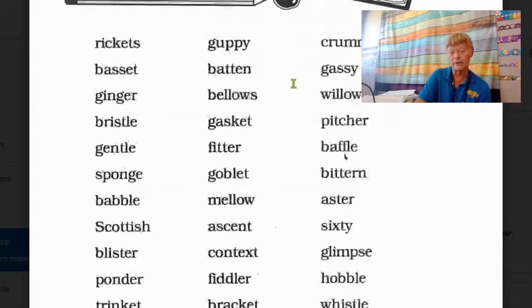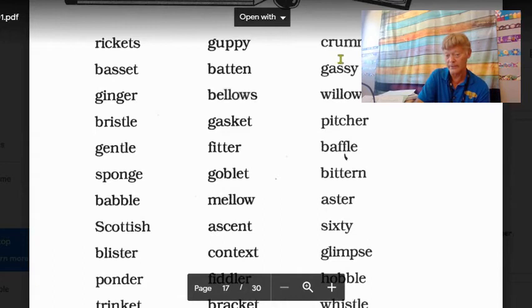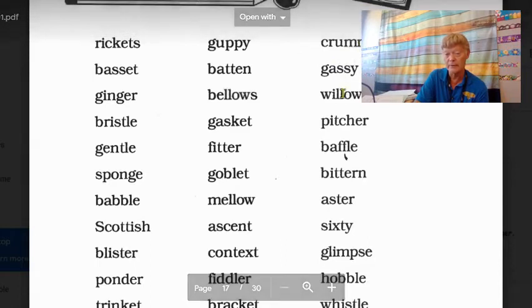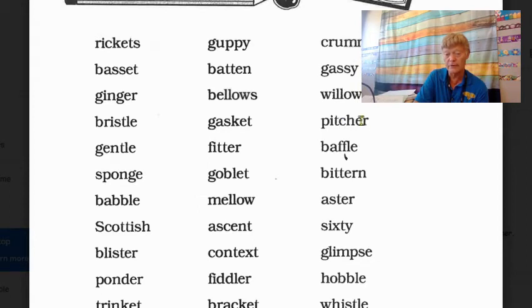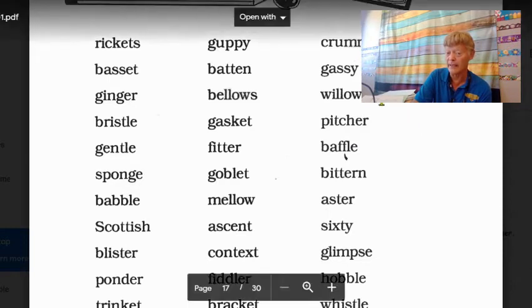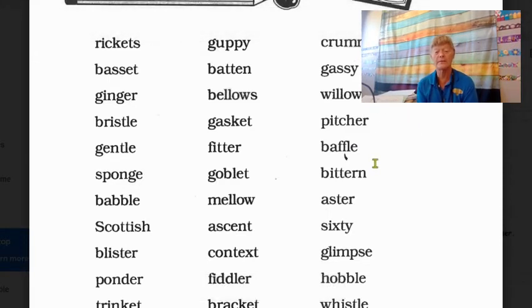And so if we look, let's look at the last row. Here we go. So you see vowel, consonant, consonant, vowel, going to divide it there. So, yep, it's crummy, gassy, willow, pitcher, baffle, bittern, aster. And so practice reading them. Once again, you want to go really fast: crummy, gassy, willow, pitcher, baffle, bittern, aster. And so that's your goal. And so you want to read these words for at least 10 minutes. There's like 6 pages in this lesson, so there's lots of words for you to practice on.